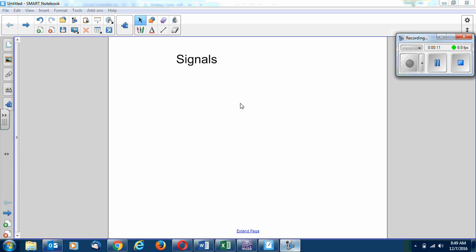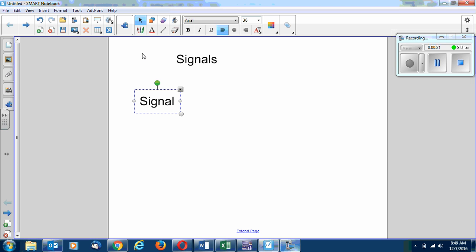Okay, so signals come in two flavors, analog and digital, but before we talk about those flavors, we need to talk about what signals are. And a signal is information. So my definition is, a signal is a piece of information.